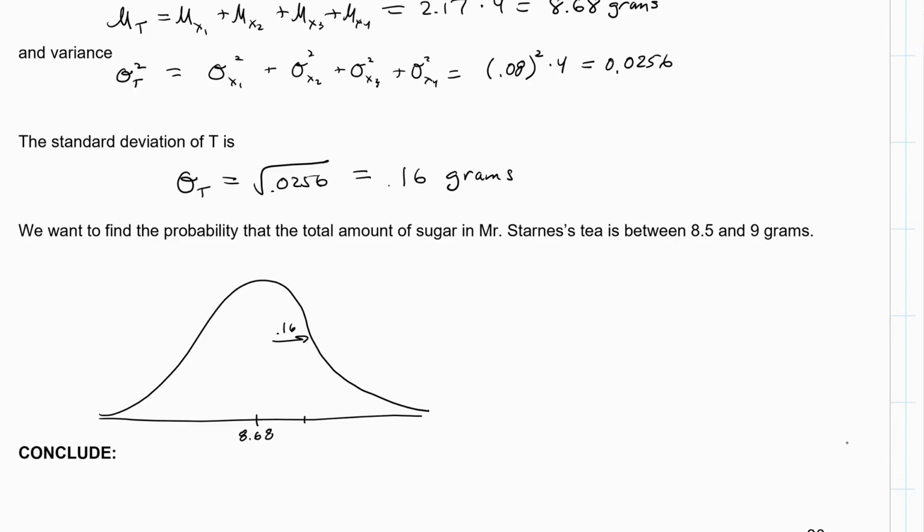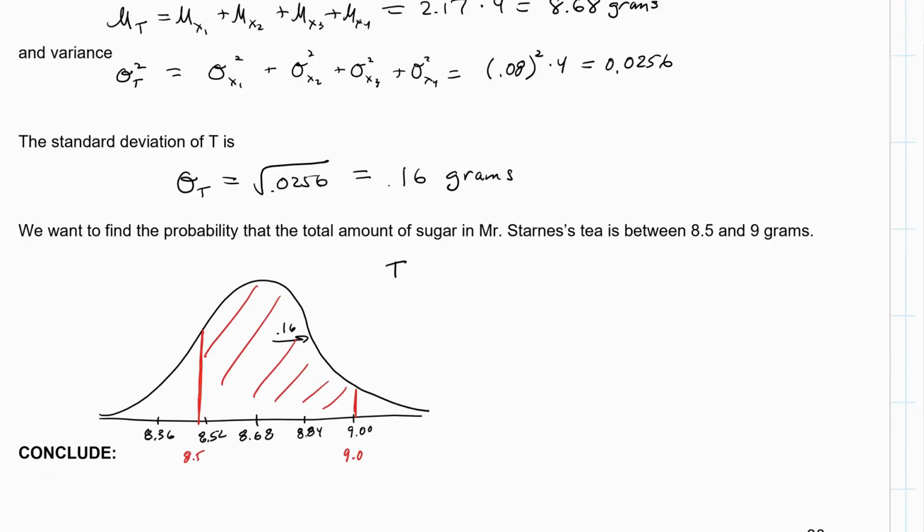If we go up one standard deviation, that's 8.84. If we go up one more standard deviation, that'll be 9 even. If we go down a standard deviation, we're at 8.52, and one more standard deviation, we're at 8.36. And we're interested in Mr. Starnes' tea tasting right, which puts us somewhere in this range from 8.5 to 9.0. And so that area is the probability that his tea will taste right.